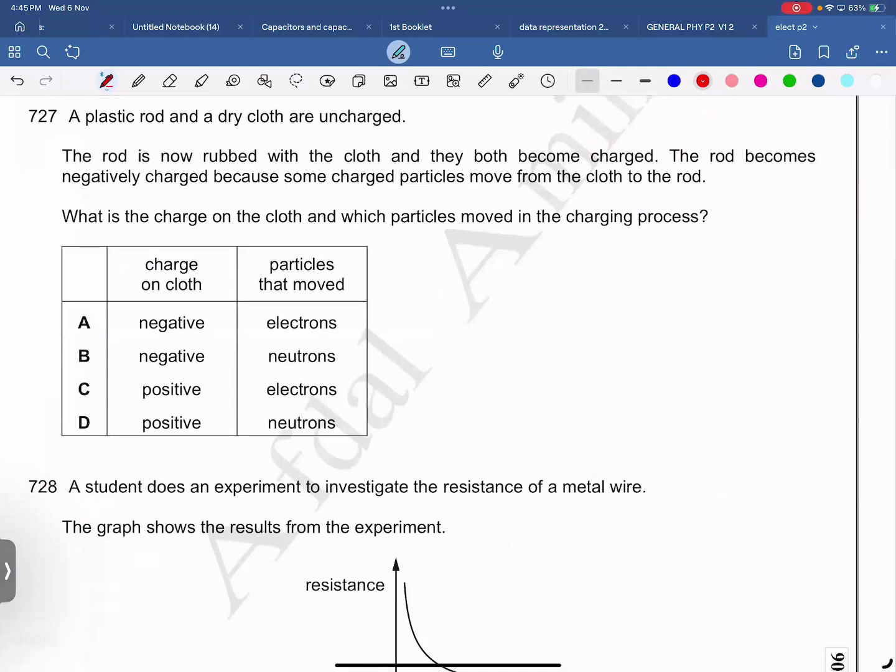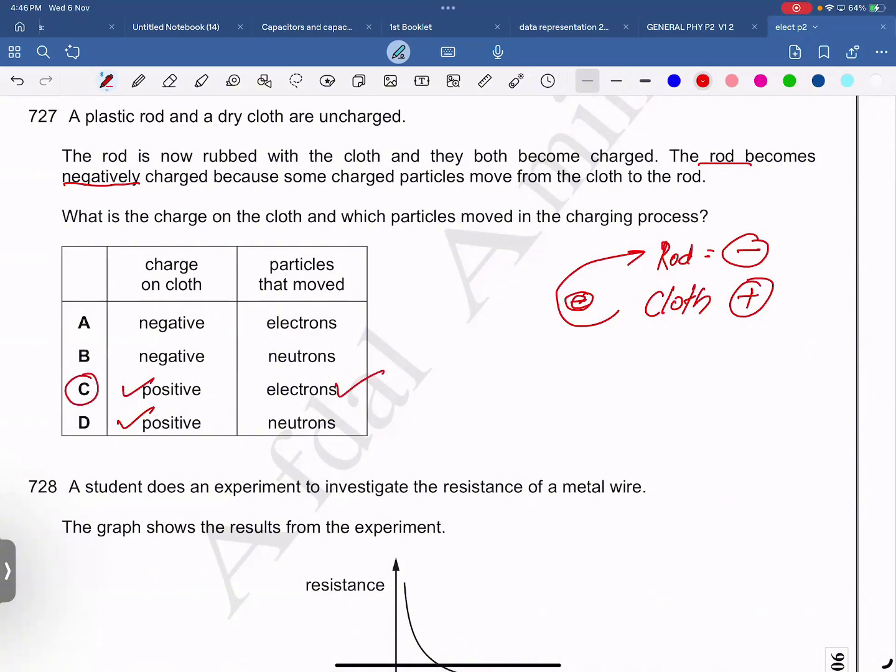727. A plastic rod and a dry cloth both are uncharged. The rod is now rubbed with the cloth. They both become charged. The rod becomes negative. Stop here. If the rod became negative, it means the cloth will become positive. So the electrons will move from the cloth to the rod. So what is the charge on the cloth? Positive, as I told you. Which particles moved? Electrons, option C.